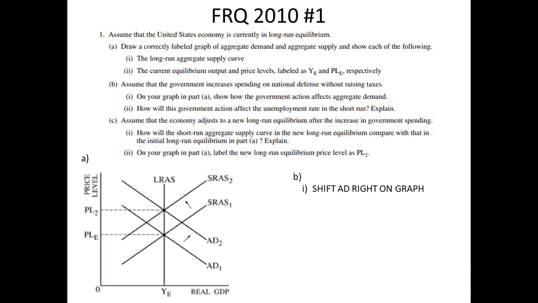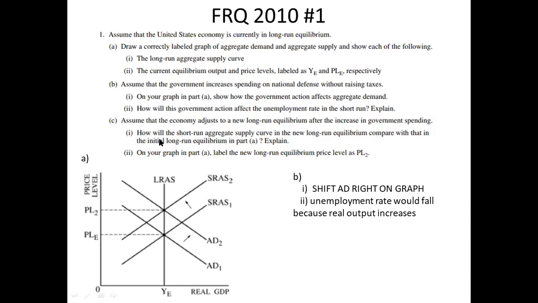How will this government action affect the unemployment rate in the short run? Explain. The unemployment rate is going to go down because real output increases. If you look at your graph here, you didn't label an equilibrium. You don't have to. If you did, I would recommend that you do that just because. But you would be here. We are beyond full employment, so we're going to have a lower unemployment rate. All right, so that's it for B.